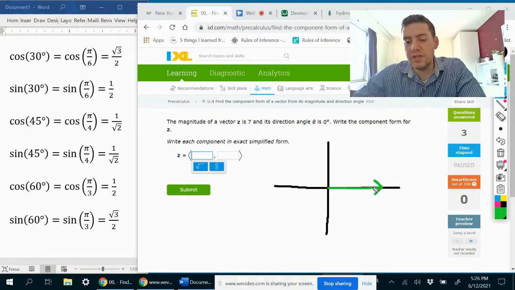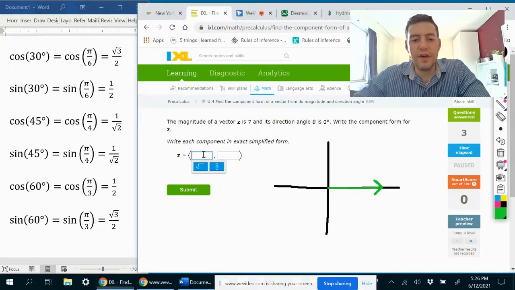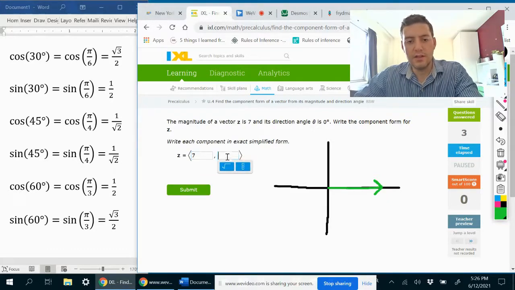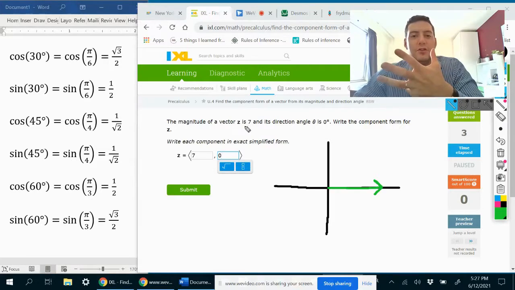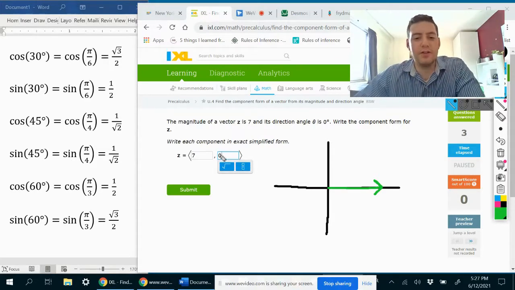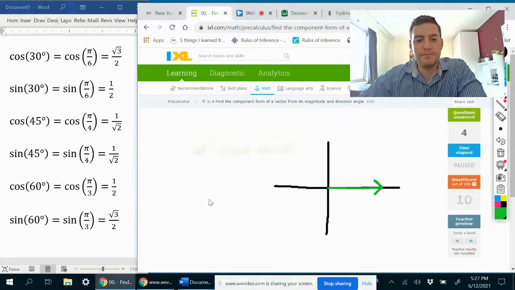Okay, so 0 degrees means it's forming a 0 degree angle with the x-axis, which means it's right on top of the x-axis. And a magnitude of 7 means that the length here is 7. So the components of this vector would just be 7, 0. Okay, it's completely horizontal. So if the magnitude is 7, then all of that magnitude is in the horizontal component, and it's not moving up or down at all. So the vertical component would be 0. So that's it, and we're done with that problem.